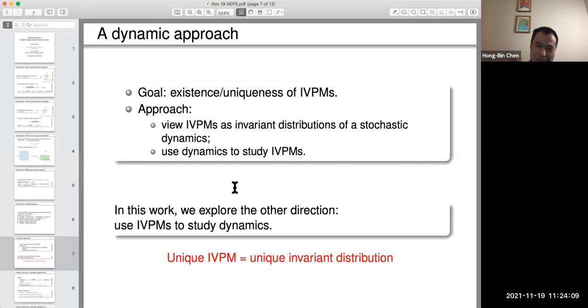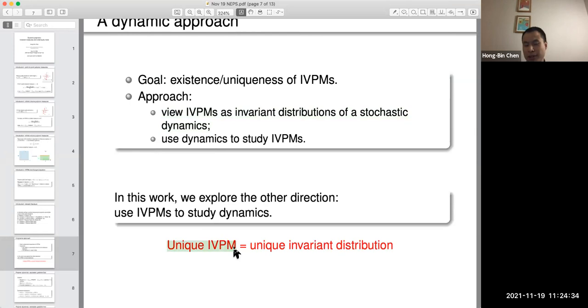However, in this work, I should emphasize that we are not proving new things about infinite volume polymer measures. Instead we explore the other direction. We want to establish this view that we can have a one-to-one correspondence between infinite volume polymer measures and invariant distributions for the dynamics. So we are really trying to establish this view in this work.